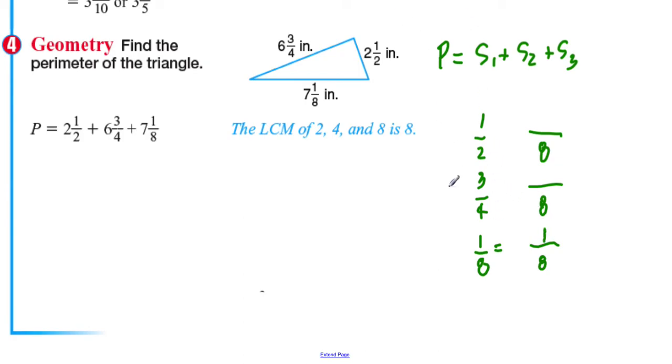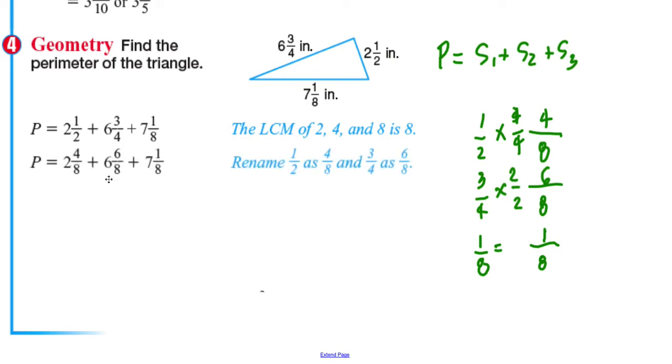Since this is 3/4 and that is 8, we multiply this by 1 in the form of 2 over 2, and that gives us 6 over 8. We multiply this by 1 in the form of 4 over 4, and this becomes 4 over 8. And that's how you rename 1/2 as 4/8, 3/4 as 6/8, and 1/8 stays the same. So this becomes 2 and 4/8, 6 and 6/8, and 7 and 1/8.